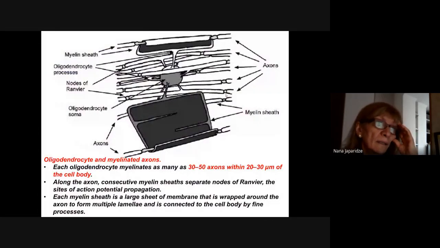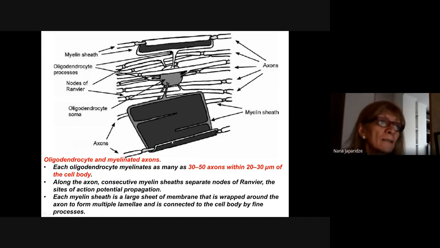So here is again a schematic image of how one oligodendrocyte myelinates the axon, and you see here these processes and the layers of myelin which cover the surfaces, this myelin sheath. They are unrolled here to demonstrate how it happens.